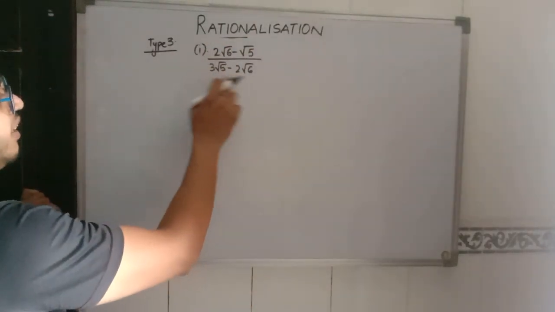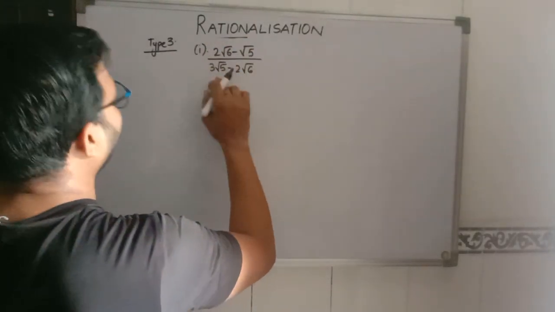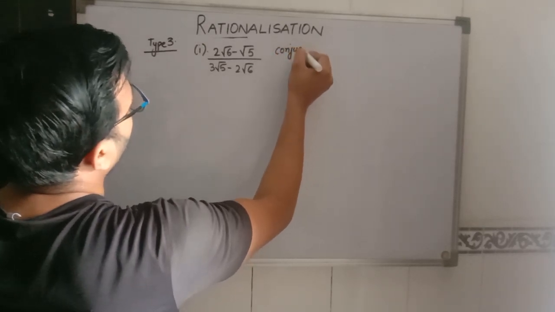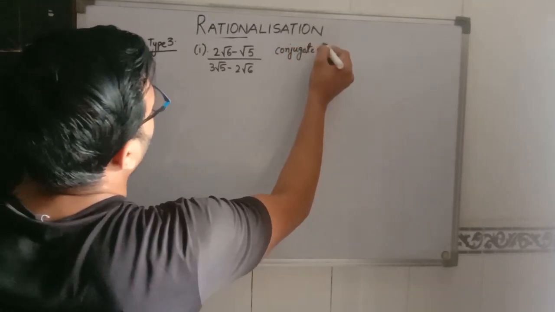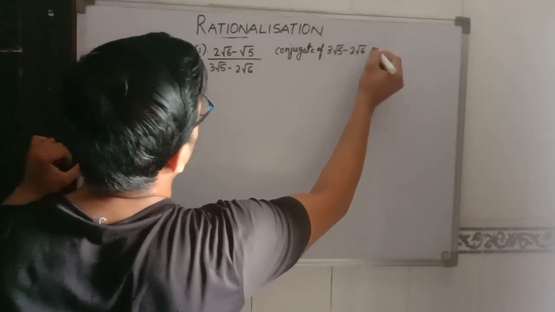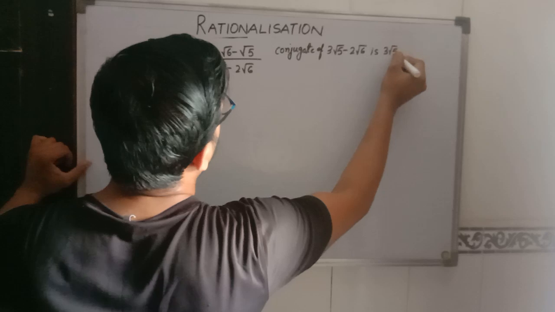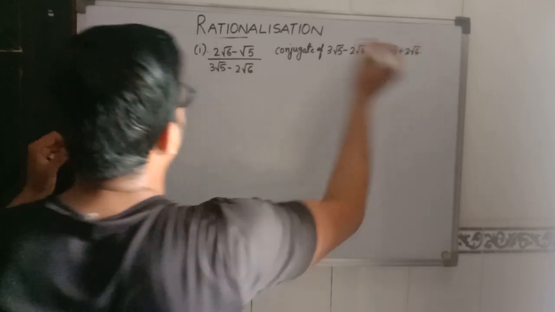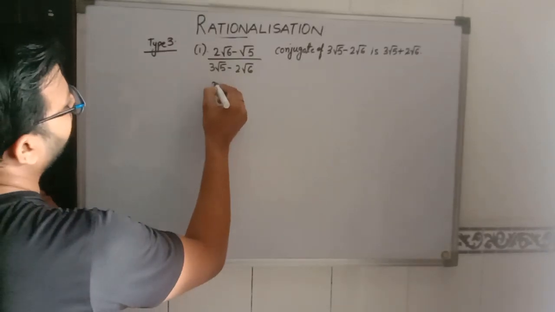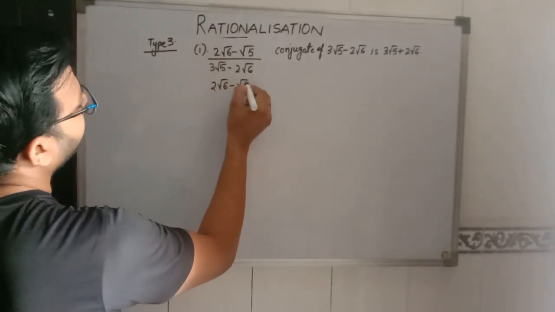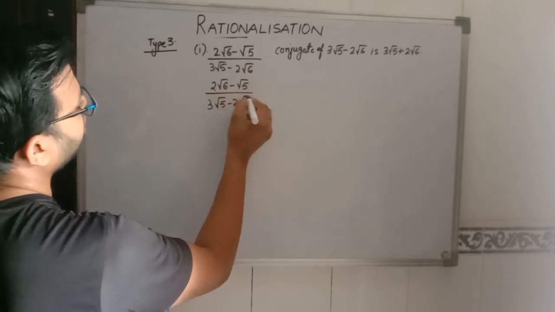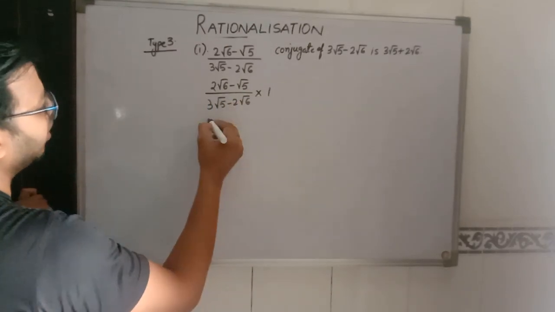There are two numbers written in the denominator. Both are irrational. So first of all, we have to find the conjugate. The conjugate of 3 root 5 minus 2 root 6 is 3 root 5 plus 2 root 6. First of all, we have found the conjugate. After finding the conjugate, we have to simplify with the same steps which we have already done in the previous question. First of all, multiply by 1.